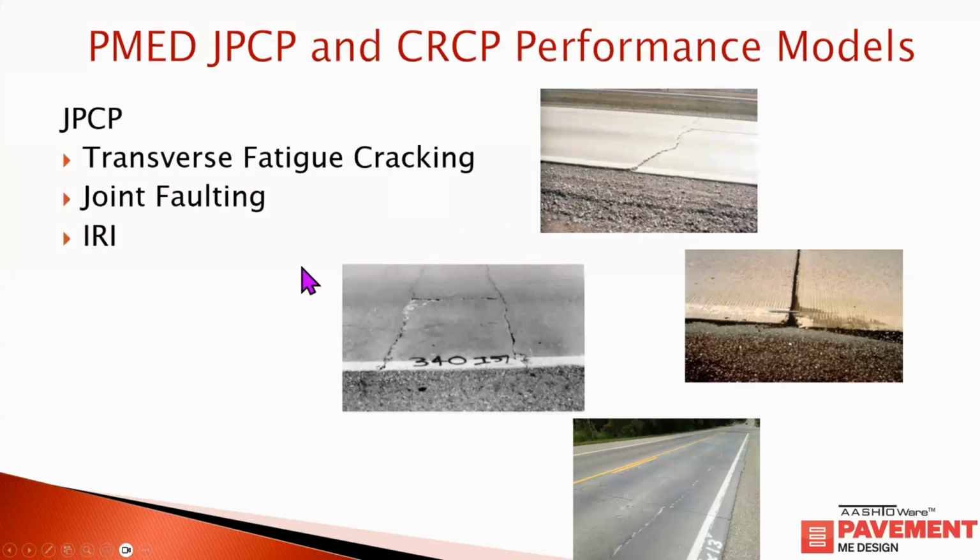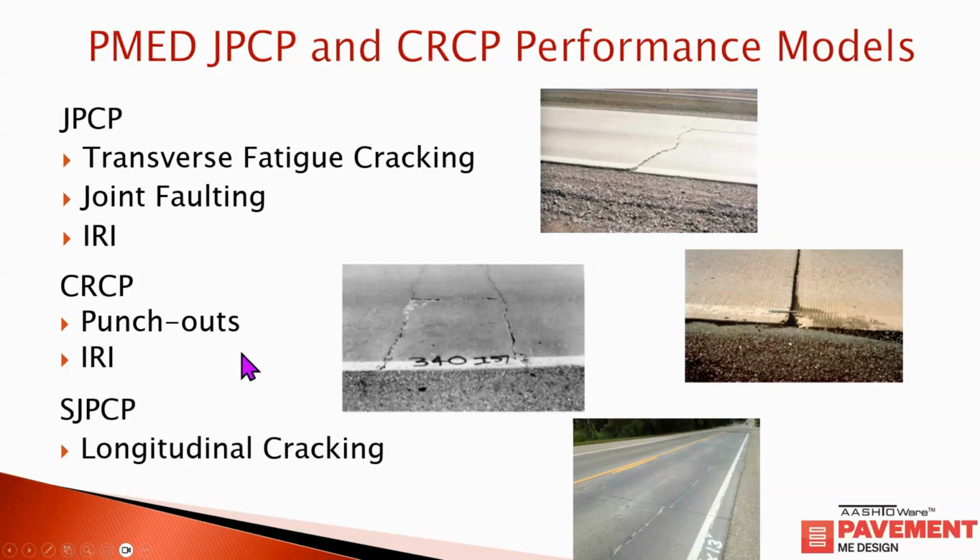For concrete, for jointed plain, we can look at transverse fatigue cracking, joint faulting, IRI. And for CRCP, we're looking at punchouts as the primary distress and IRI. For short jointed plain concrete, longitudinal cracking, but as I mentioned before, that's not currently modeled in the CAT.